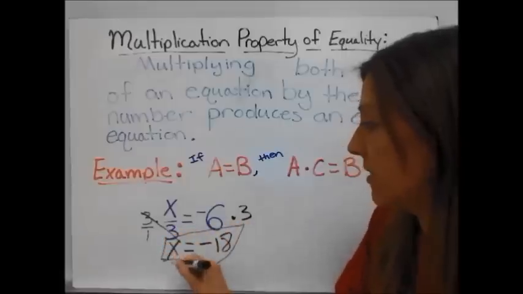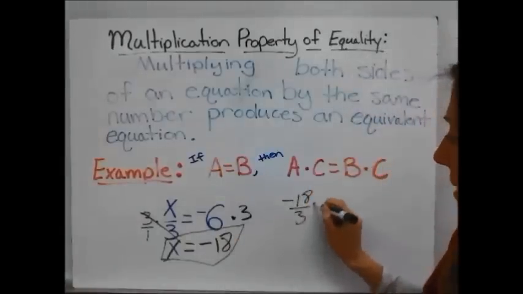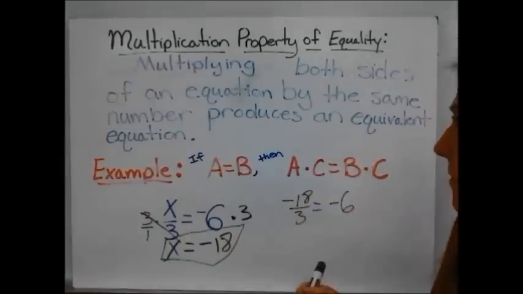Now let's plug it in, check it, and see if it works. Negative 18 divided by 3 equals a negative 6. And so it's true.